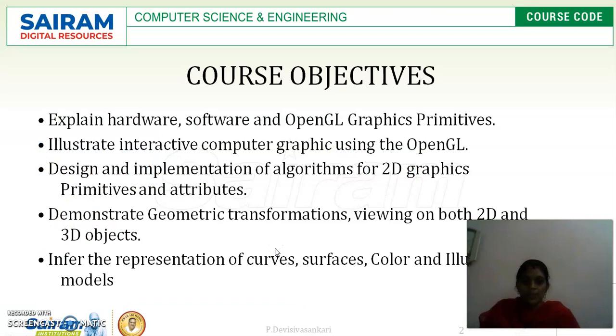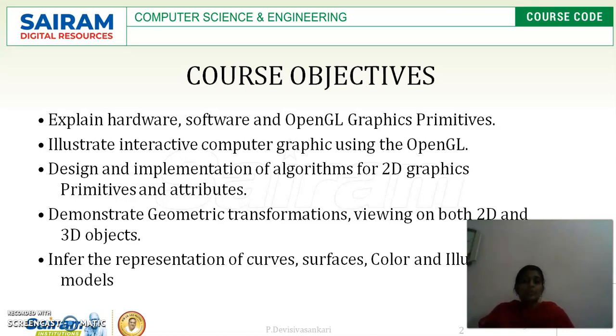The main course objective of this computer graphics and visualization, the very first, is to explain the hardware, software, as well as the OpenGL graphics primitives. You may ask what is OpenGL? It is nothing but the Open Graphics Library. In computer graphics and visualization, we have the lab as well as one mini project. So we will be using the software called OpenGL, which is nothing but one API, application program interface.